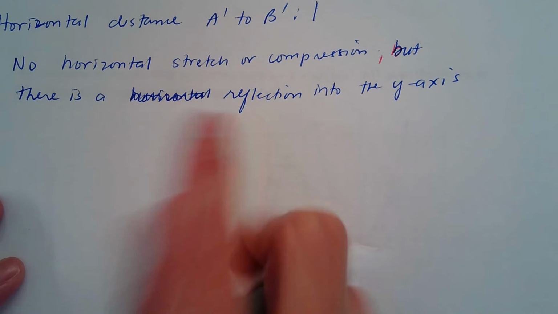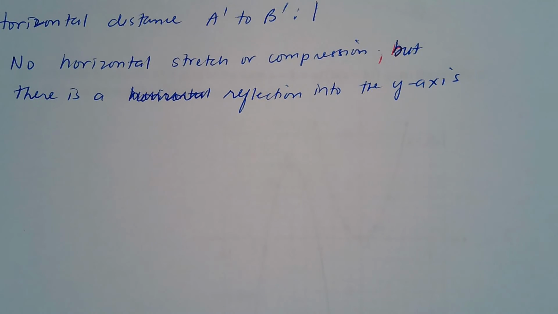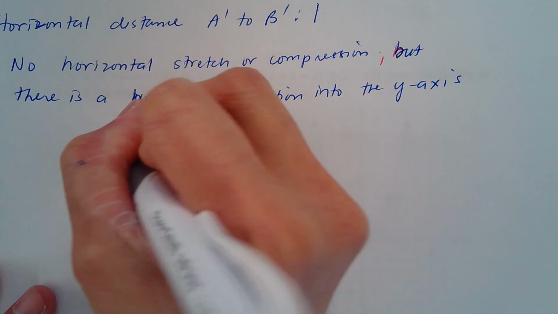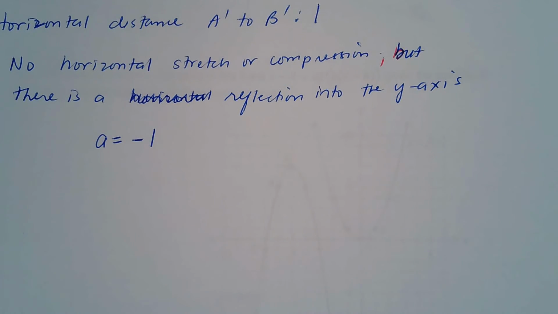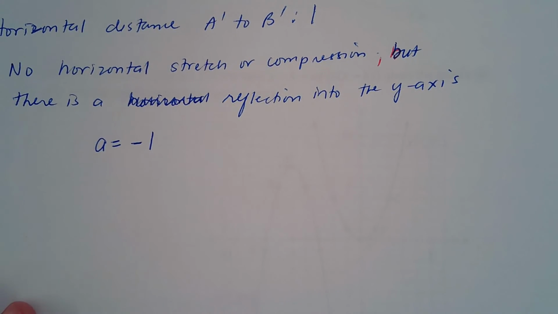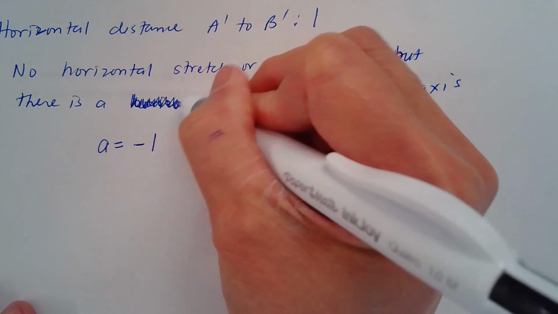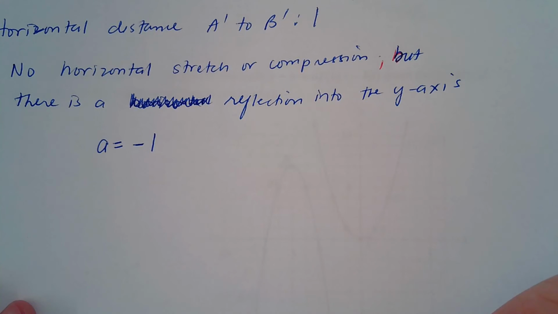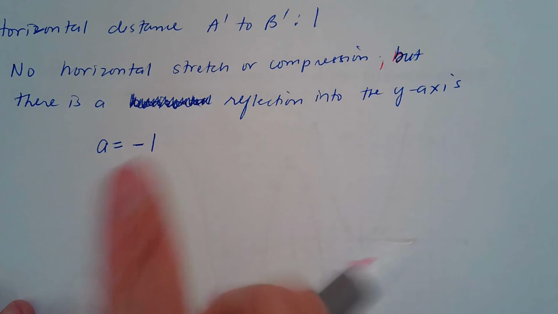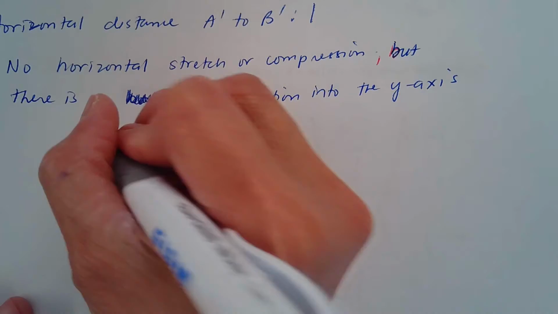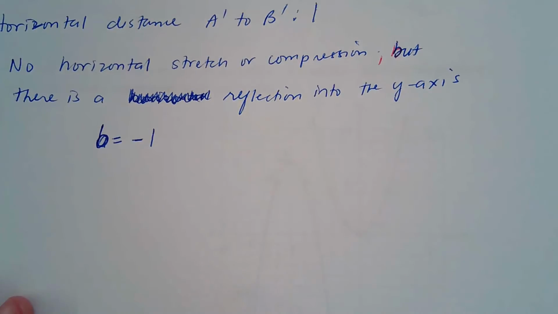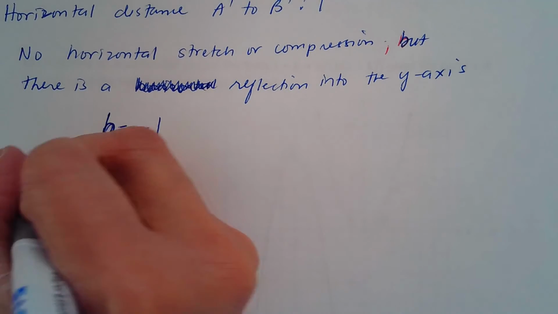Okay, so what does that mean? There's a reflection in the y-axis, so that means B is equal to -1. Flipped over. Yep. So this one is the same, but you just flip it. Right? Yeah. Okay. So there is a B. Oh, sorry, the B. Yeah, B. B is -1.